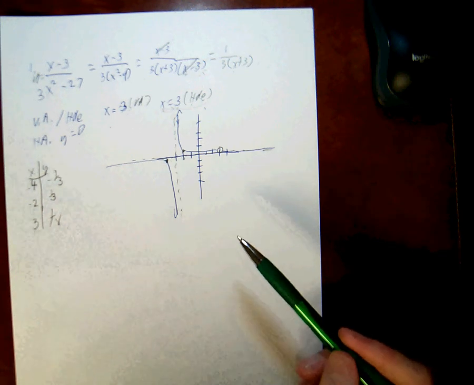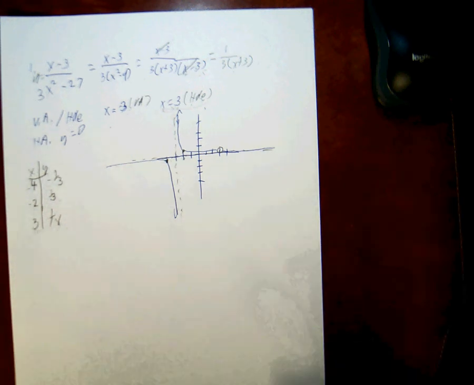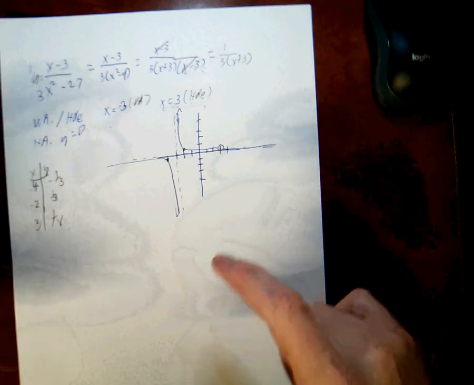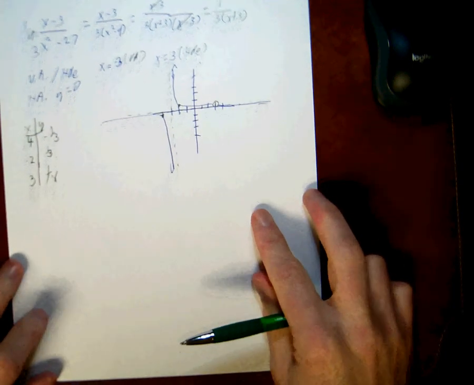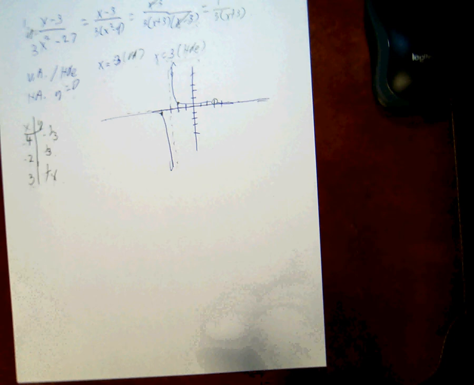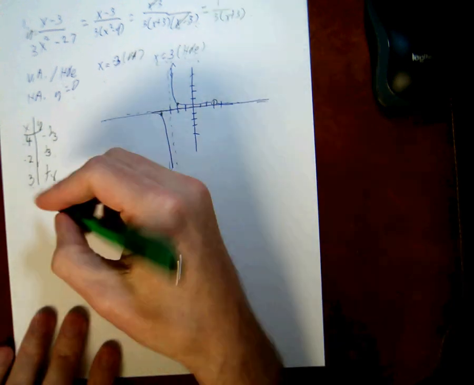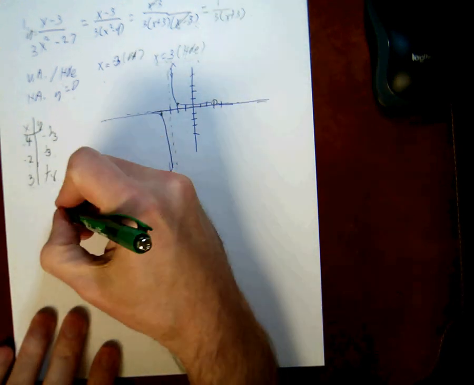Now on your homework, I ask for a ton of information. It's like this giant block of stuff you're supposed to answer. So let's answer that giant block of stuff. At the top of the list on that giant block is your domain and range.